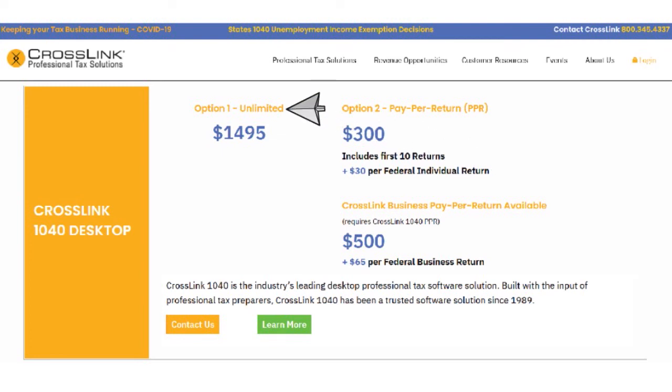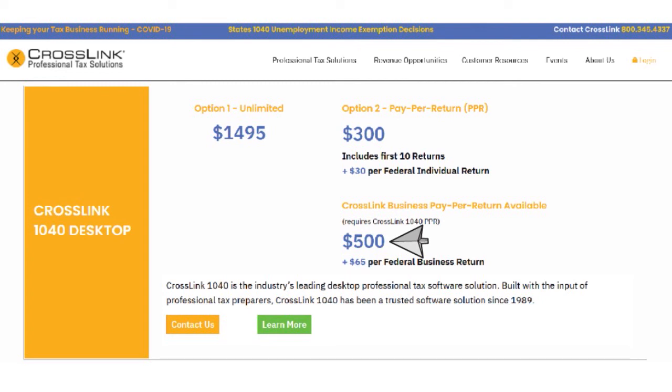And also, you do have a CrossLink business paper return software, and they charge you $500, plus $65 per federal business return. So if you handle 1065, if you handle 1120S and 1120C or 1041 for trust, you might want to think about that.